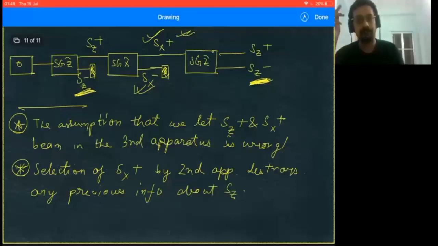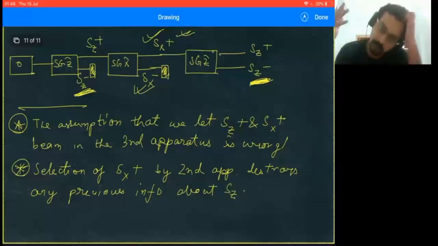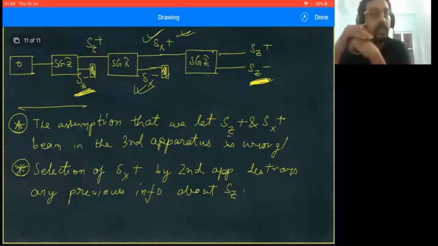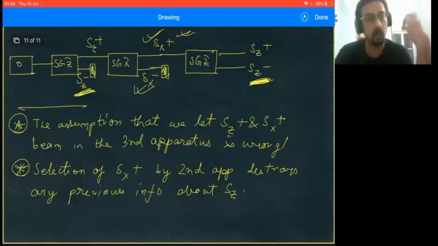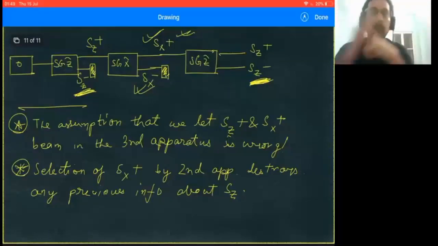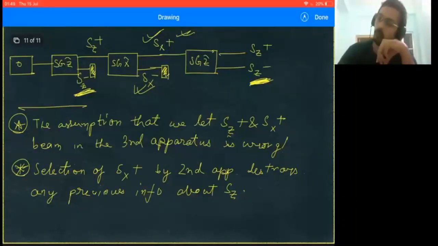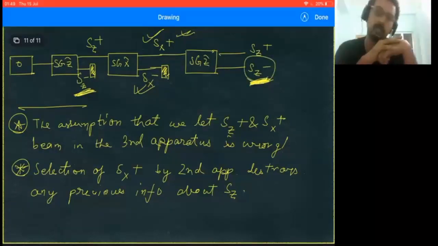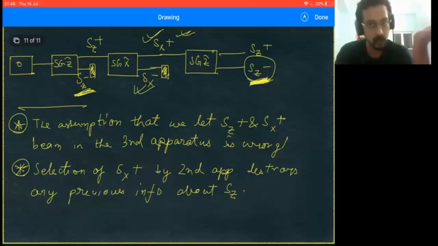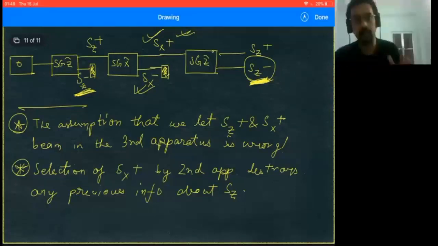The thing is that you should not be under the impression that this is some limitation of the experimenter. However good or however sophisticated you make your experimental setup, there is no way you can ever make the last SZ minus beam that comes out from the third apparatus completely vanish. Rather, this is a limitation of the inherent microscopic property of the matter. It is an inherent peculiarity of quantum mechanics.